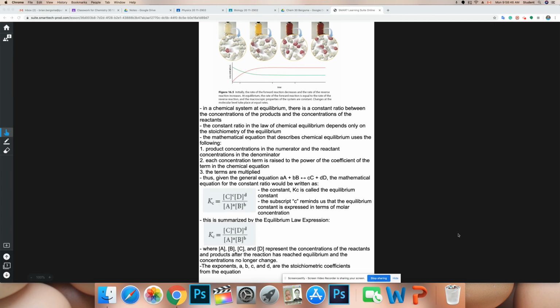Again, the square brackets represent concentration, so really you have the concentration of the products divided by the concentration of the reactants, all raised to the power of their stoichiometric coefficient. So that's just whatever number you put in front to balance it.